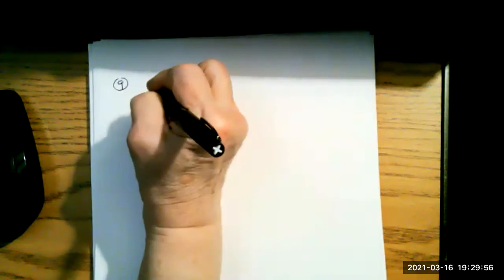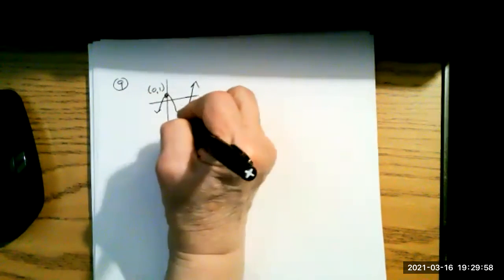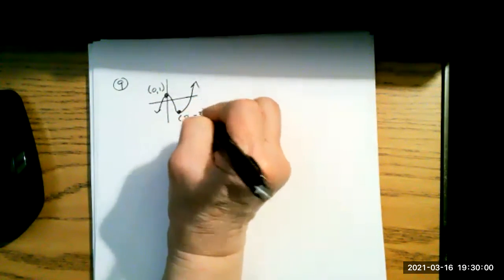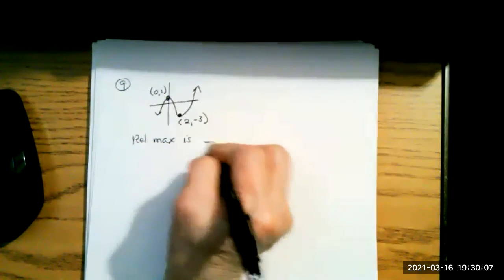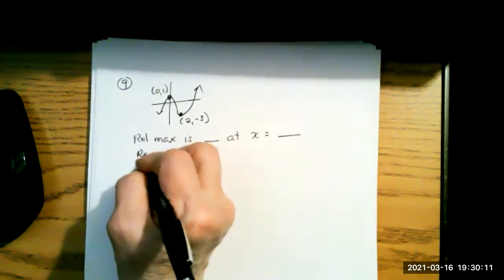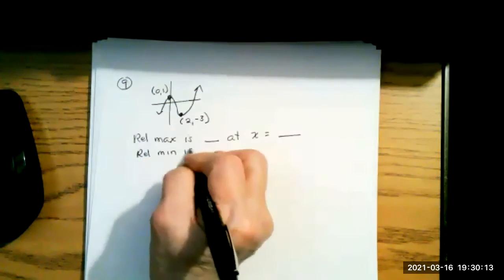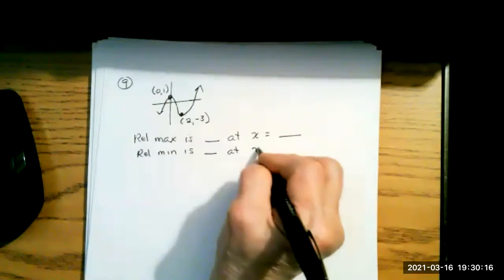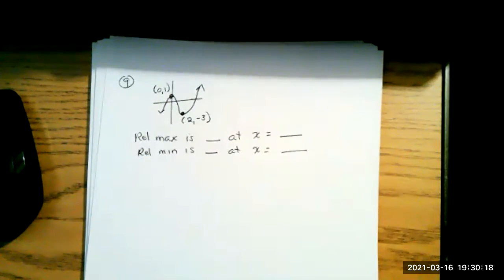And it has the points on there. You don't have to find the points. It's on there. And it's the same thing. Relative max is blank at x equals blank. Relative min is blank at x equals blank.